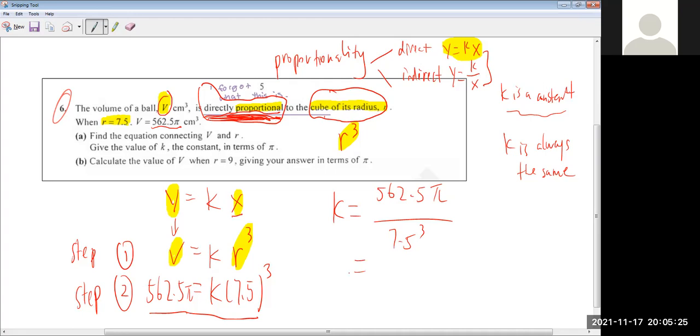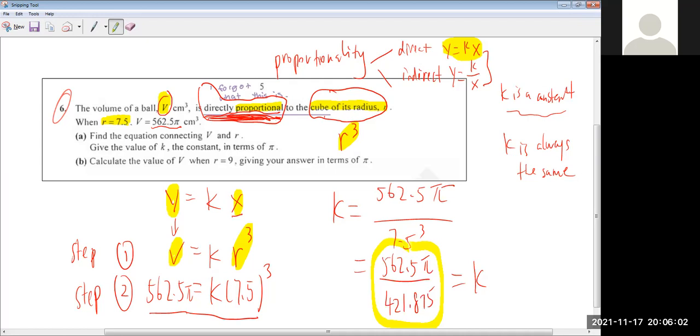Okay, so let me use my calculator. My calculator is not as powerful as yours, and you can also do this exercise together with me. So you should end up with the denominator being 421.875. Above is 562.5 pi. Can you help me out? What's your k? Can you help me out with this?